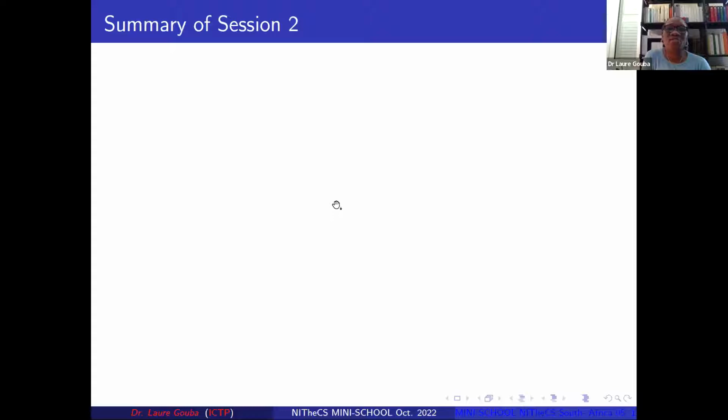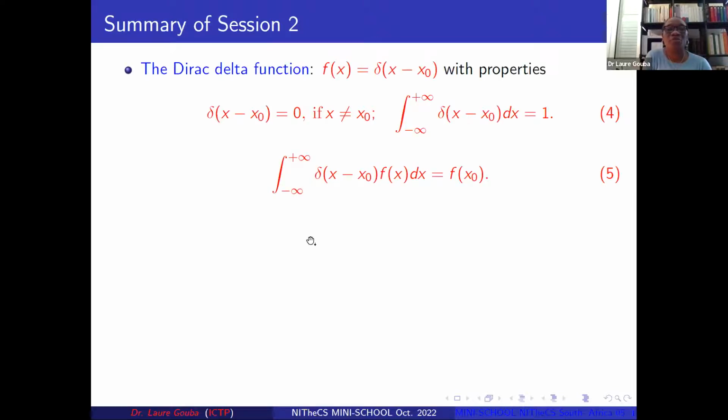Now, the summary of session 2. In session 2, if you remember, I started by reminding you about the Dirac delta function. That is an important mathematical object used in many problems in physics, of the form f(x) = delta(x - x0), in the sense that delta(x - x0) is equal to 0 if x is different from x0, and it has two other properties that are written in this equation.